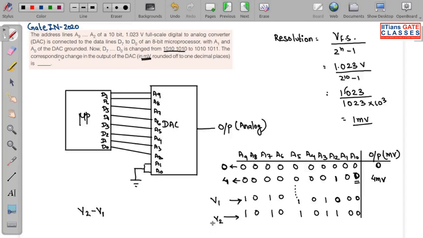So one thing can be what? You can calculate the equivalent decimal of this binary number, and then multiply with the resolution. And again you can calculate the equivalent decimal number of this binary and multiply it with the resolution, and then take the difference. Okay, this is one very good thing. This is one not so good thing, I should be saying, because in examination we have scarcity of time. Okay, so we shouldn't be doing that.